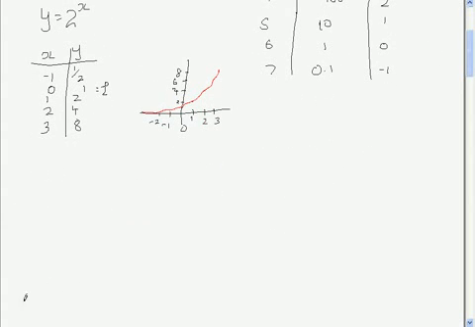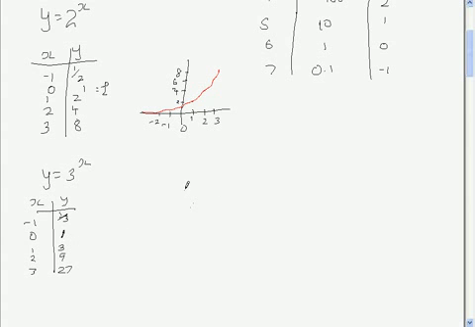So let me change the color. So, not 2 this time, we've already done 2. So y is equal to 3 to the power of x. This time, if I do -1, 0, 1, 2, and 3 for my x coordinate, my y coordinates would be 1 over 3, 1, 3, 9 and 27.